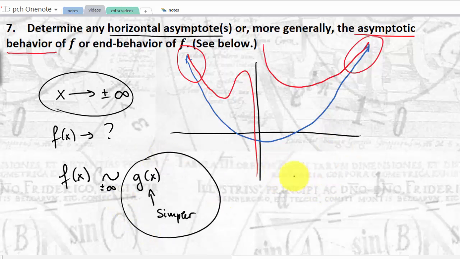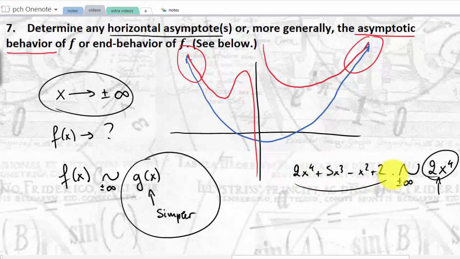We've already done it, right? You remember a polynomial, for example, 2x^4 plus 5x cubed minus x squared plus 2. This is equivalent at plus or minus infinity to 2x^4, right? And this is much simpler. This is the asymptote of the function. It's a graph towards which this function is coming very close, okay?